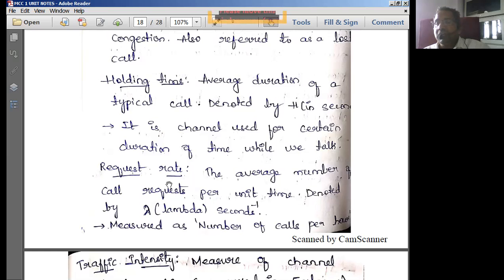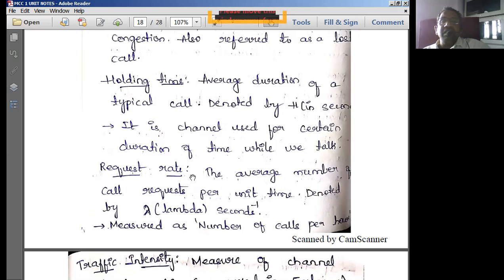Among these 100 people, some will talk for 5 minutes, some for 10 minutes, some for half an hour. All these are calculated and the average is taken. That average is the holding time. So the average duration of a typical call per user is taken. It is denoted by the letter H. It is basically a time-related quantity, therefore it is represented in seconds.